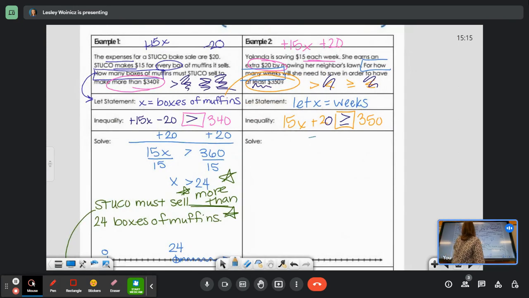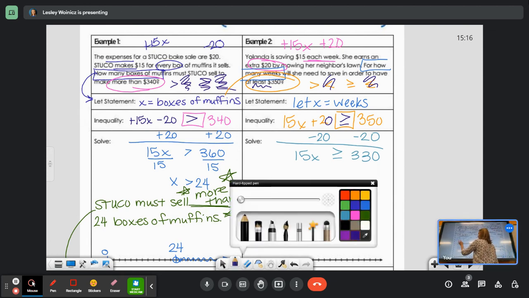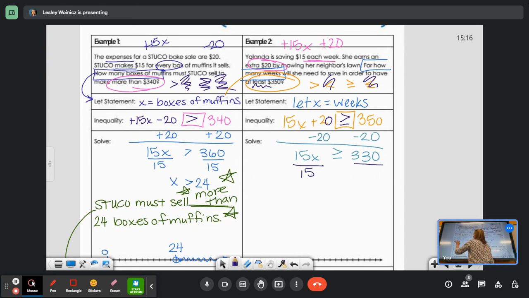So we're going to subtract this 20, not 2, from both sides. And you should get 15x is greater than or equal to 330. All right, divide both sides by 15. x is greater than or equal to 22. All right, let's graph it.